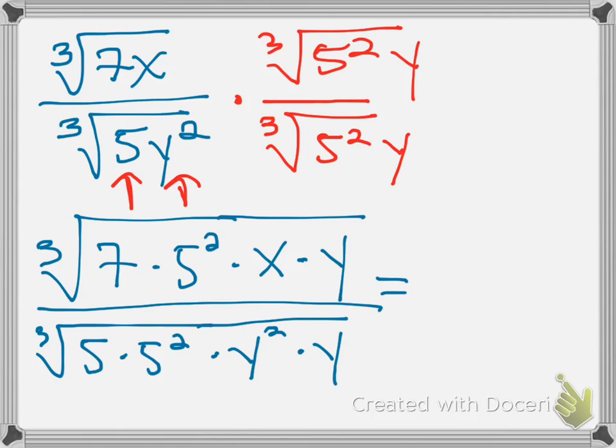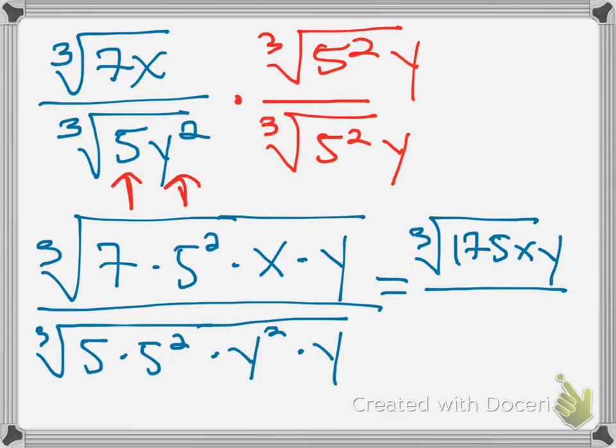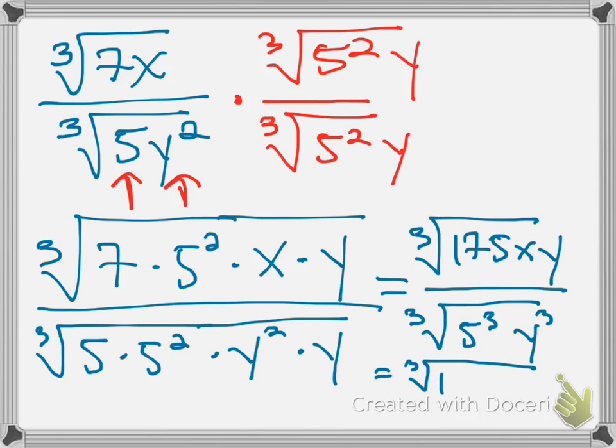Alright, so 7 times 5 squared is 7 times 25, so we've got the cube root of 175xy, that'll be our numerator. In our denominator, we'll have the cube root of 5 times 5 squared is 5 cubed, and y squared times y is y cubed, which is exactly what we wanted. I don't believe 175 has any perfect square or perfect cube factors, so we're not going to be able to simplify the numerator at all, so that's just going to stay the cube root of 175xy.